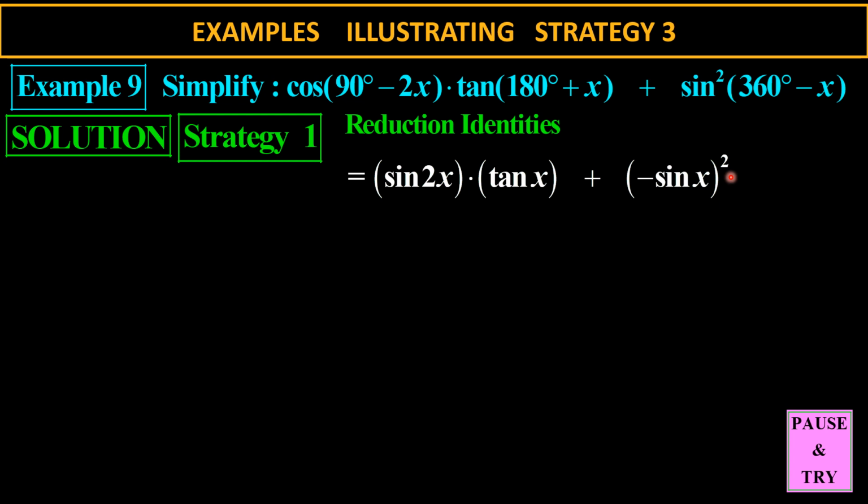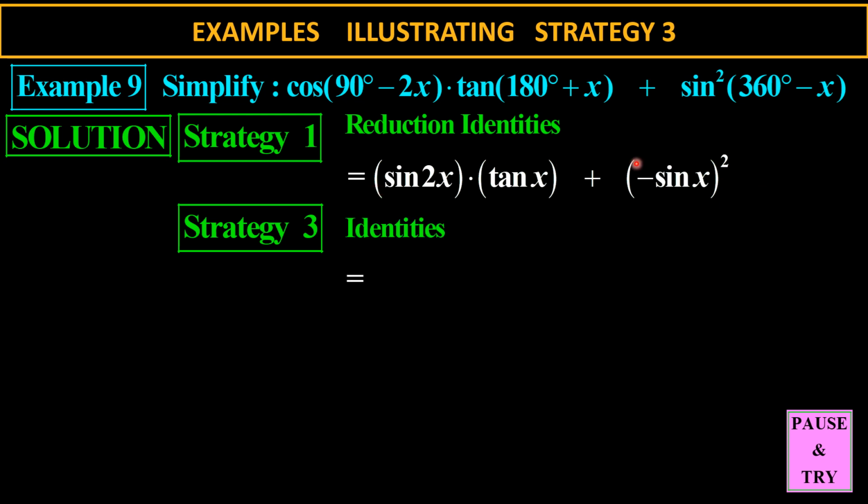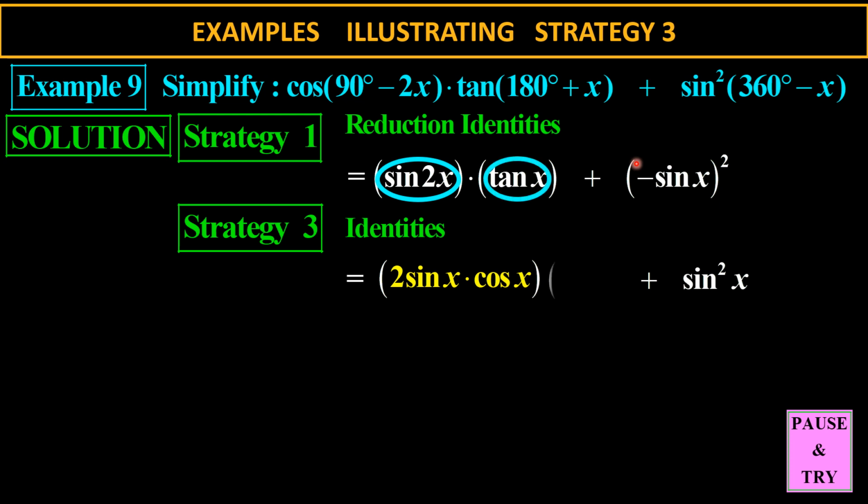Again, I try strategy 1, and I notice there are no like terms, and there's no common factor. I can't even use strategy 2. There's no factors I can take out here, so I have to use an identity. I want to replace my sine of 2x with 2 sine x cos x, which you get on the formula sheet. Tan of x is an identity you need to know. That is sine x over cos x.